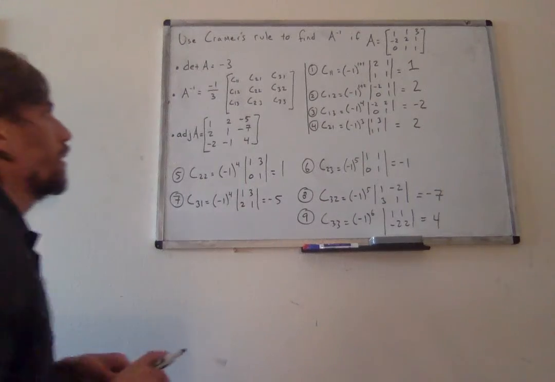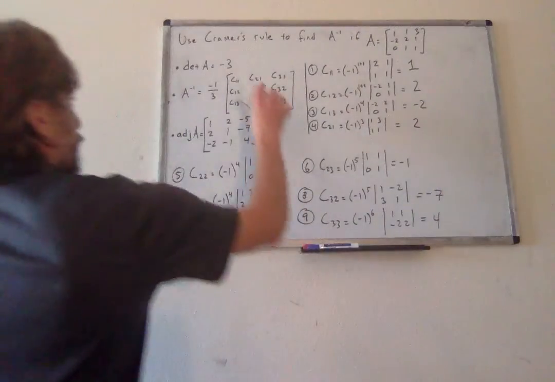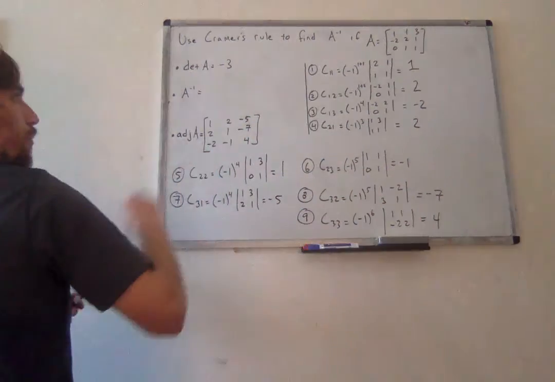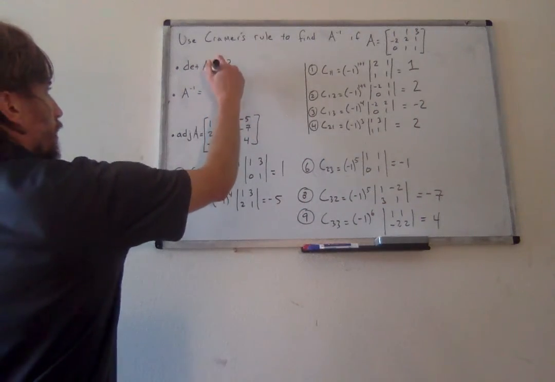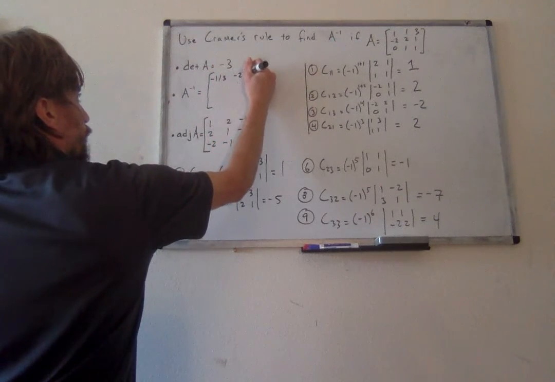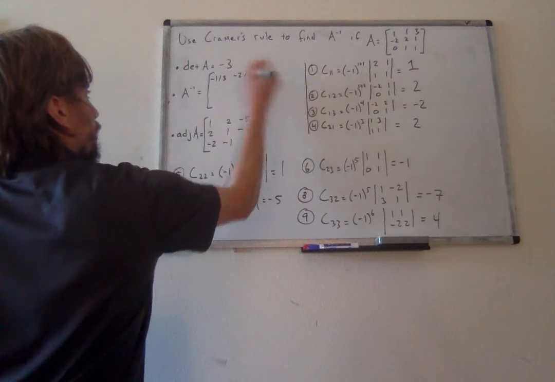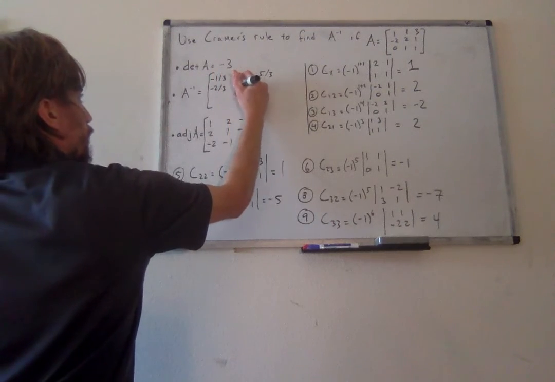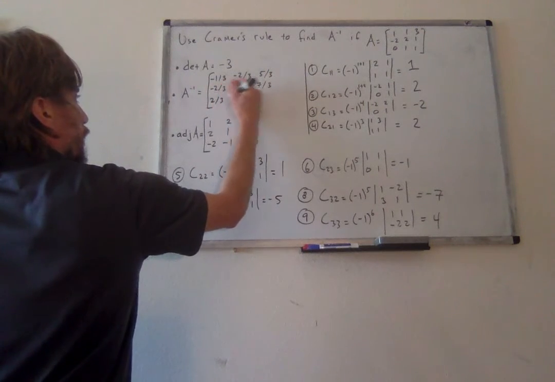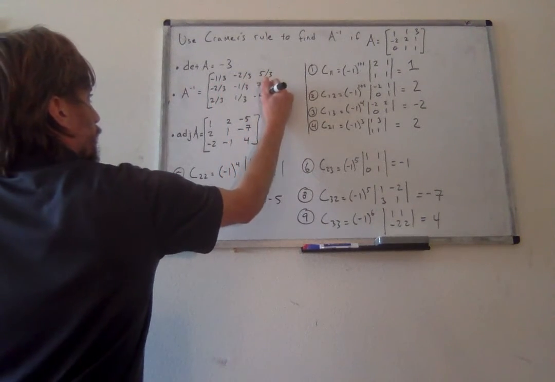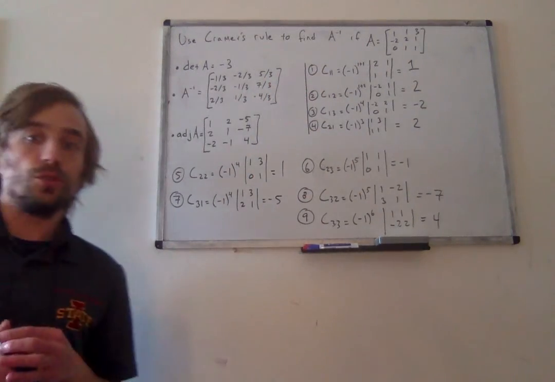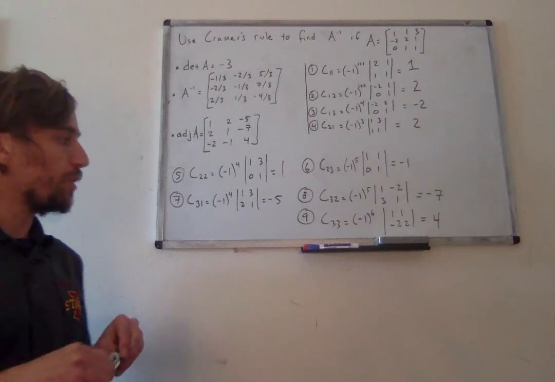And then A inverse, which is equal to -1/3 times the adjugate, is equal to -1/3, -2/3, 5/3, -2/3, 1/3, 7/3, 2/3, 1/3, -4/3. And that is Cramer's rule. Well, one application of Cramer's rule.